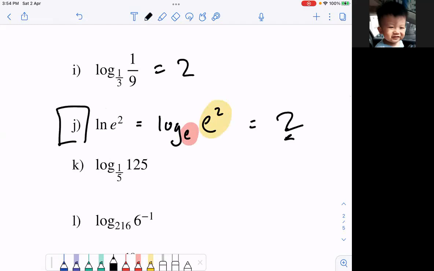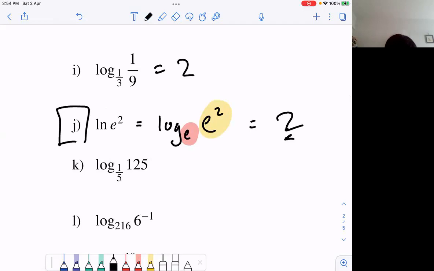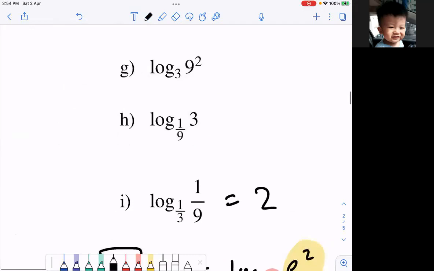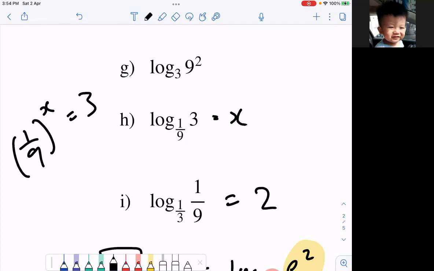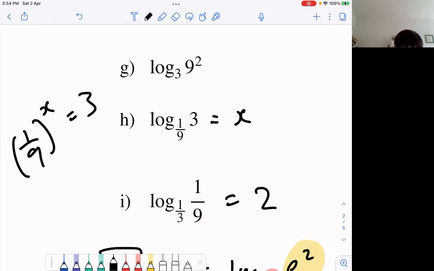Who wants to ask what? H, let's see. H is a bit harder. The question you ask yourself is: 1 over 9 to the power of what equals 3? So this feels like indices again. The first thing we memorize is small to the opposite is big. Is that okay with my first working? Then you slowly can use indices together already.